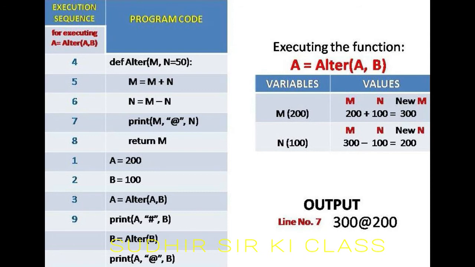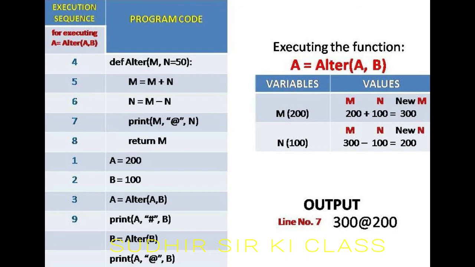So M is 200, N is 100. You can see the right hand side table also. So M is 200, N is 100. So the new value of M will become 300. The next statement says N is equal to M minus N. So the new value of M is now 300. So we will subtract the value of N, that is 100, from this, and the new N will be 200. So in this way we will be having the updated values of M and N as 300 and 200 respectively.